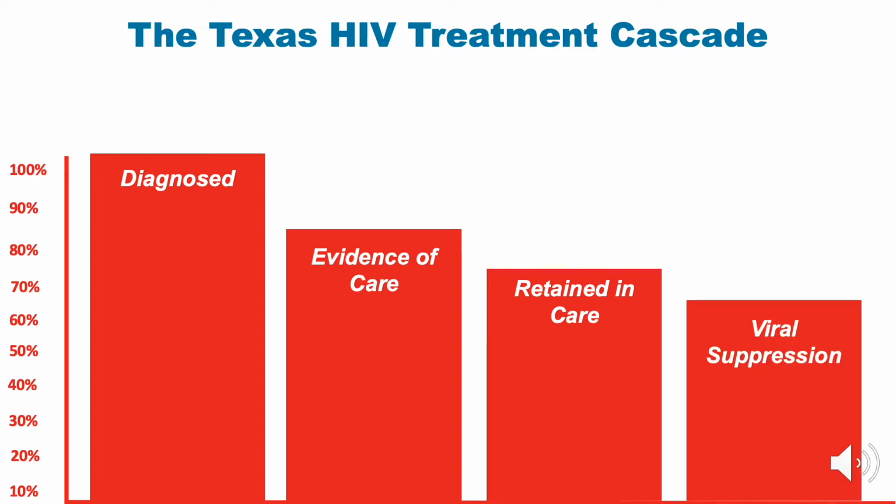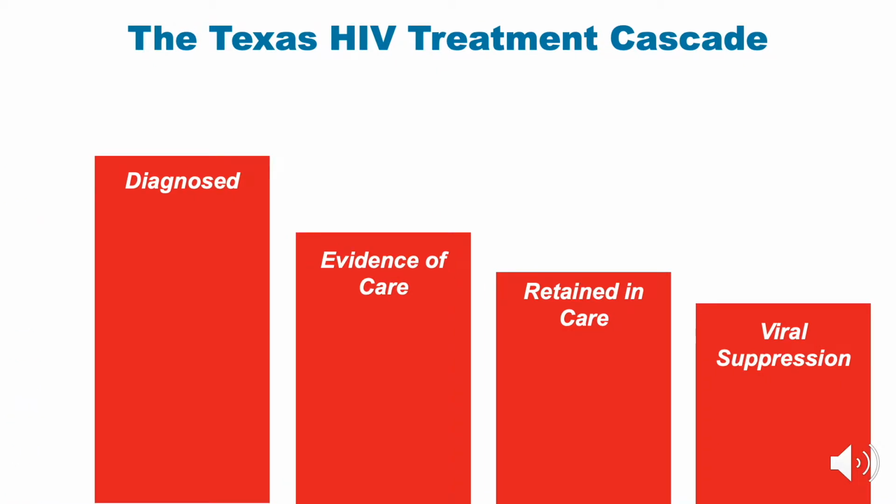HIV treatment cascades can help us understand what parts of our system of care are creating challenges for our communities and need improvement, and what parts of our system are creating the opportunities communities need to achieve their health and wellness goals. Let's take a look at each bar of the treatment cascade so we can understand how our data is used to visualize the HIV care continuum in Texas.